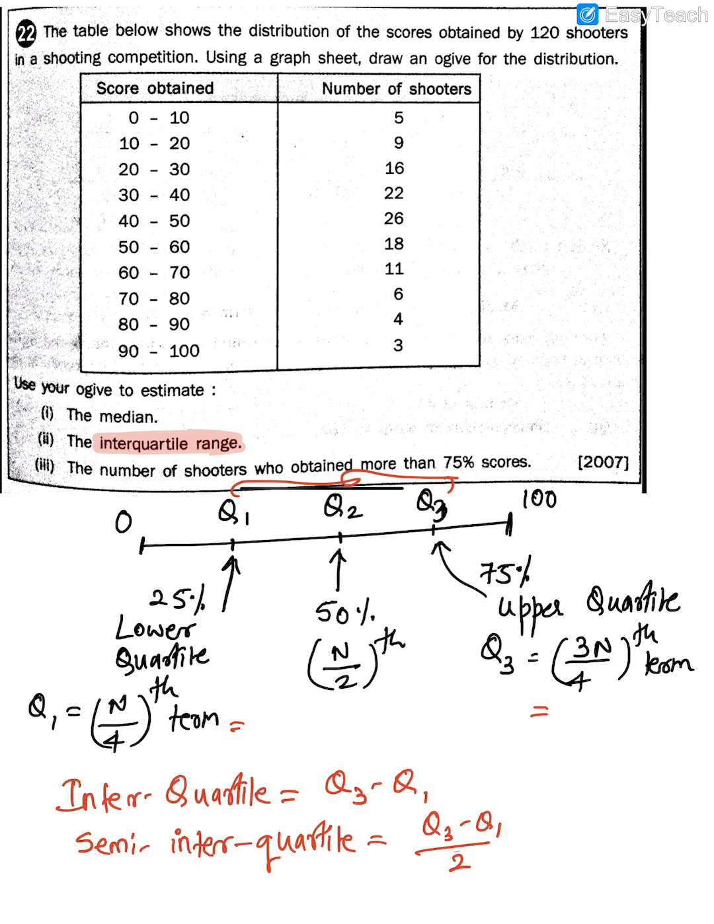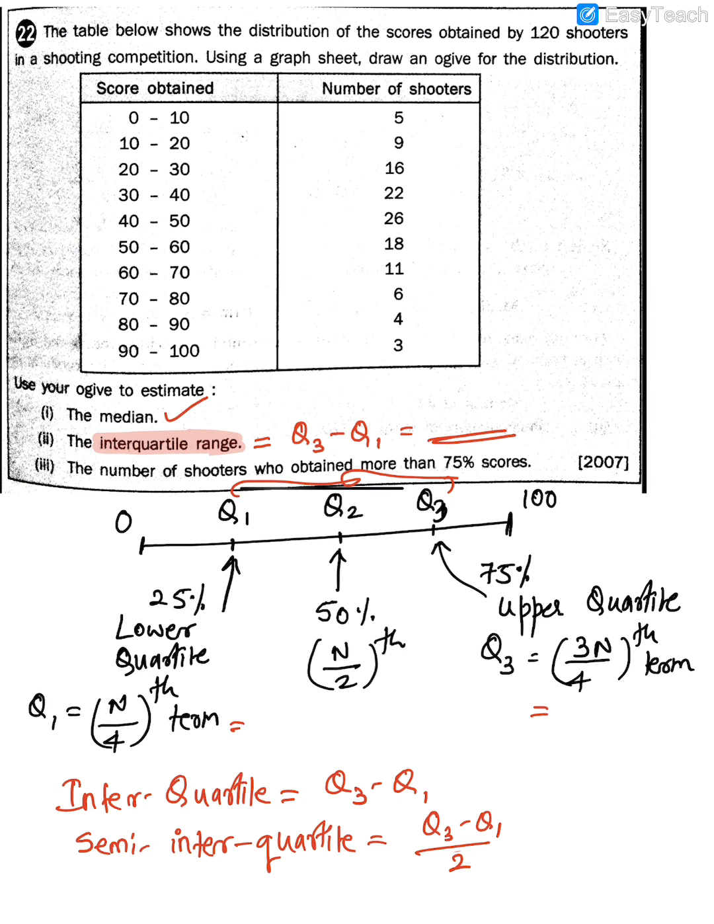Now in the second part, if you see, they have asked you to find only the interquartile, right? But remember, you cannot find interquartile alone directly. You will have to first find upper quartile, then you find lower quartile, and then you subtract them, and then you will get the answer. Finding median is the same old method.